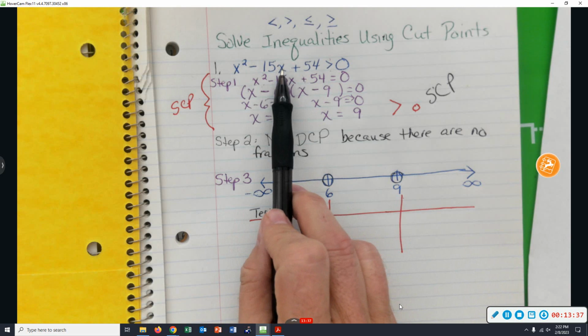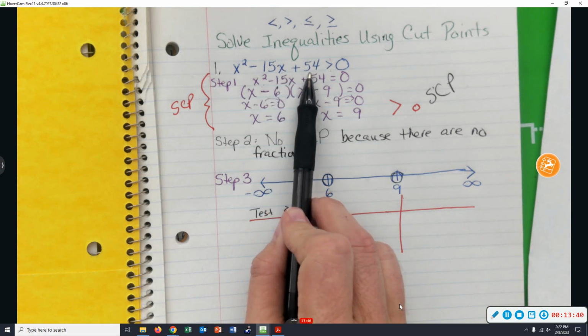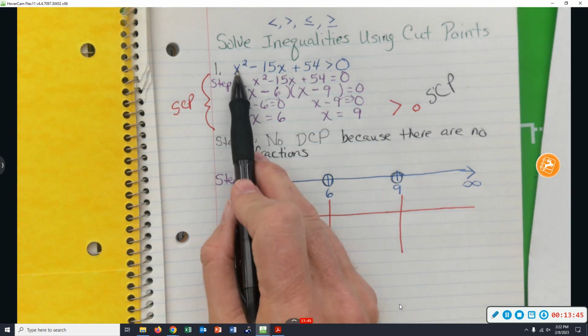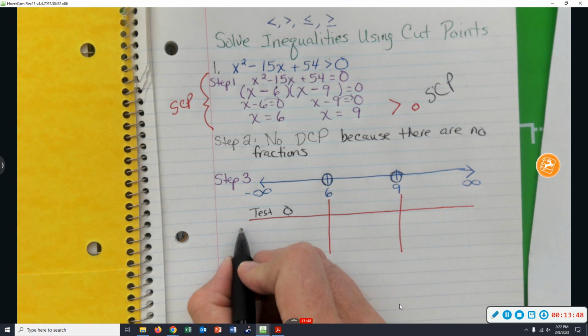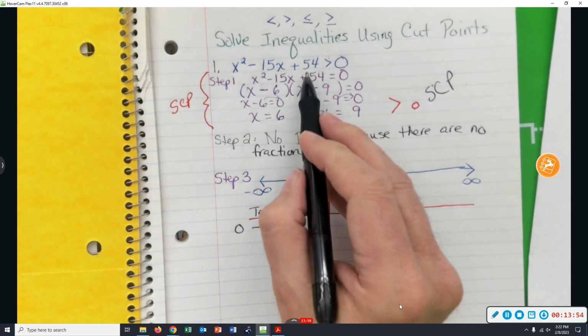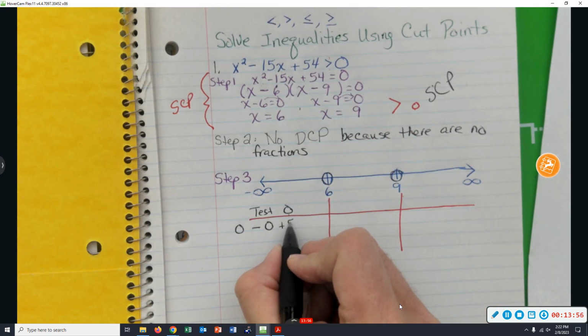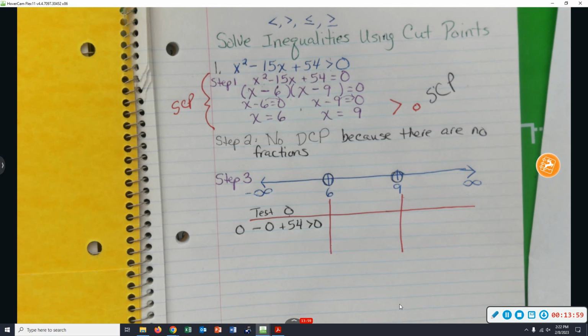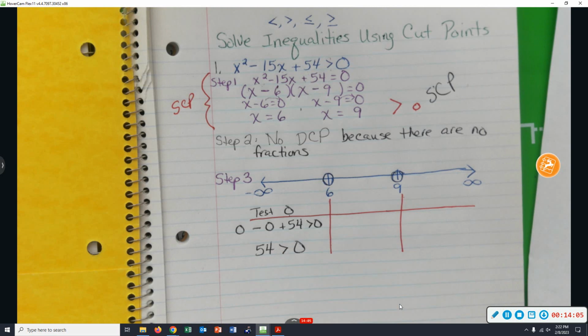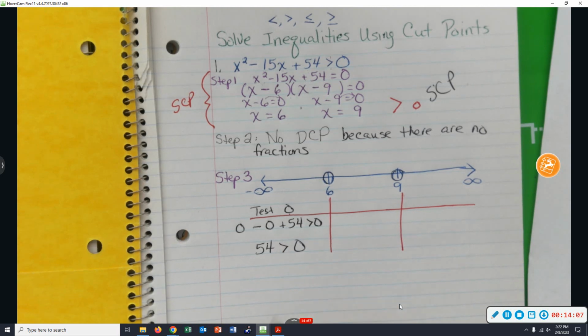When you plug 0 into the original problem, you're going to get a statement, some number greater than 0. So plug in a 0 in here. 0 squared is 0. 15 times 0 is 0. Plus 54 is greater than 0. So the statement you have is 54 is greater than 0, true or false? True. Do you see what I mean by true or false?